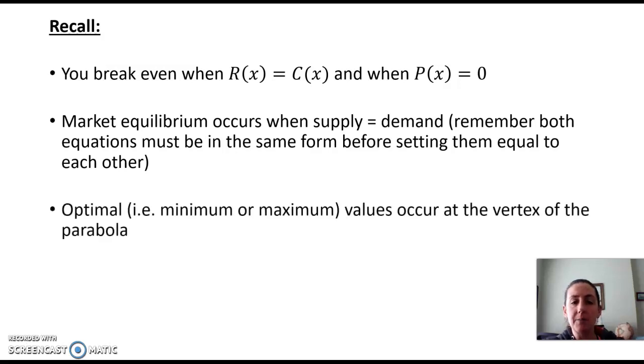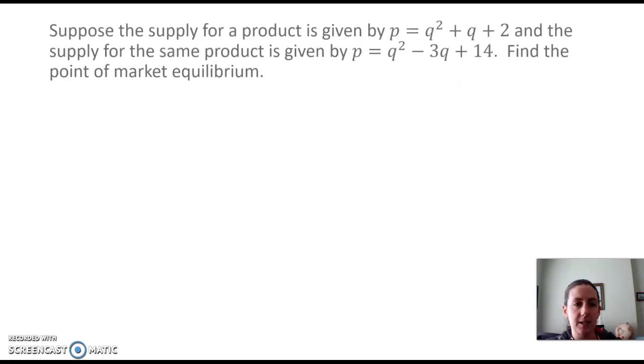And also that your optimal value will occur at the vertex. So if you're looking for the maximum, that's going to be the top of your frowny face parabola. If you're looking for your minimum, that's going to be the bottom of your smiley face parabola. All right, so let's get started.